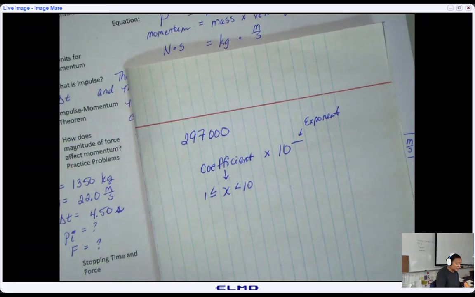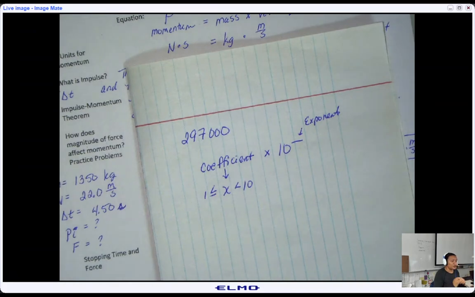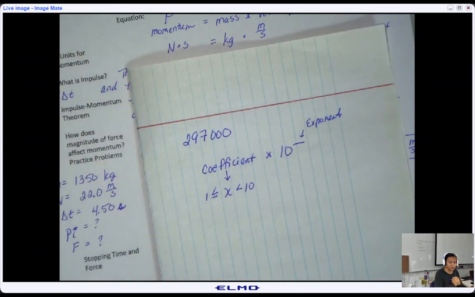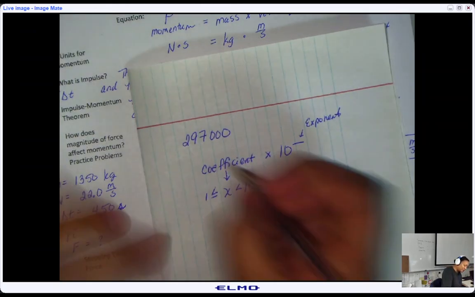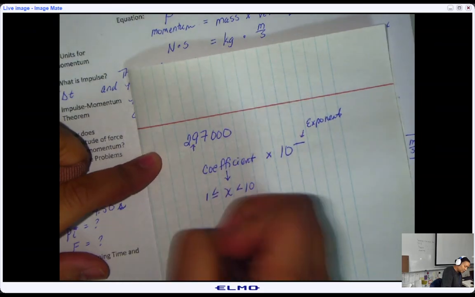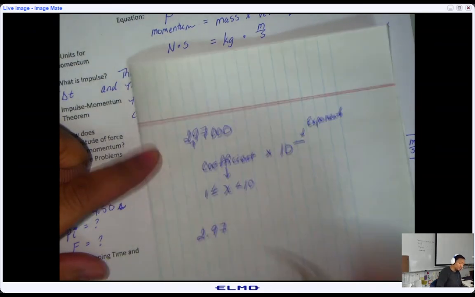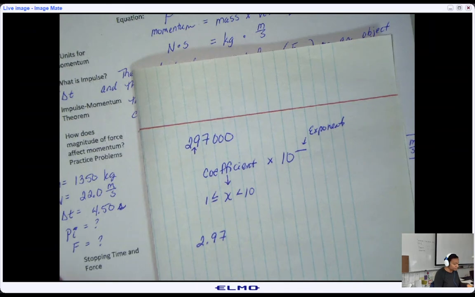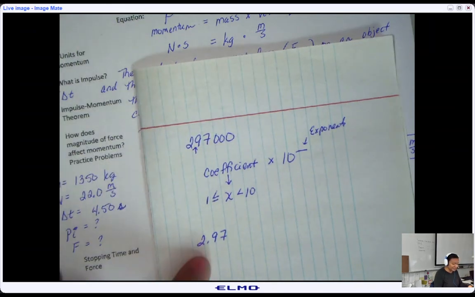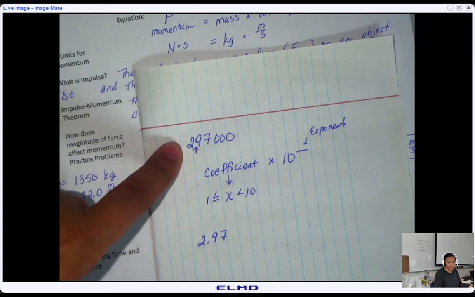So when you're looking at a standard number like this, think of it this way. Where would the decimal have to be in this number to make it between 1 and 10? That's a question for y'all. Thank you. 2.97. So it's going to have to be right here. So that will be my coefficient, because the coefficient has to be between 1 and 10. But this is not the original number. 2.97 is not equal to 297,000.